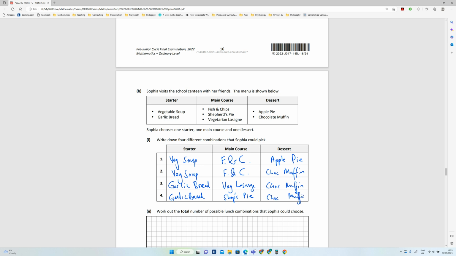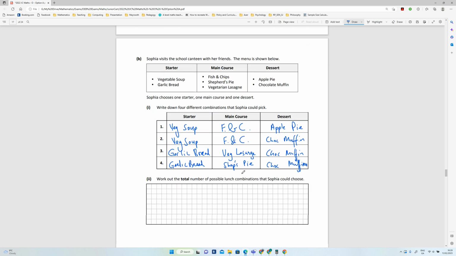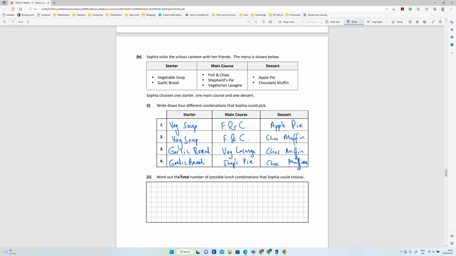Right, so that's basically it. You can have any combination you like as long as the set of them are different, right? So I took veg soup 2 times there, and fish and chips 2 times, so that's not a problem as long as these are different, right? So they are 4 different combinations. So there's lots of them. In fact, we'll tell you now after the next question how many there is in total.